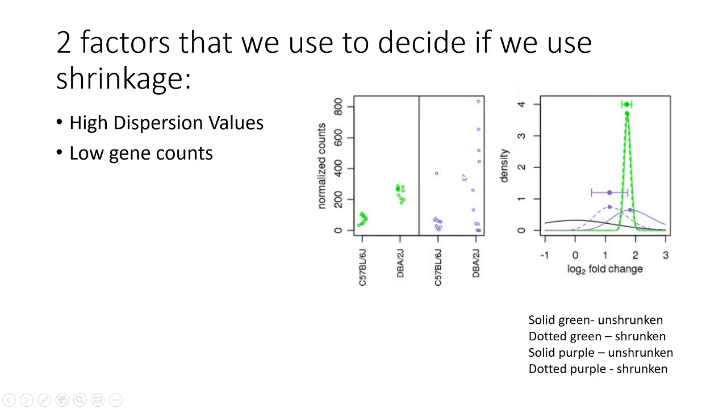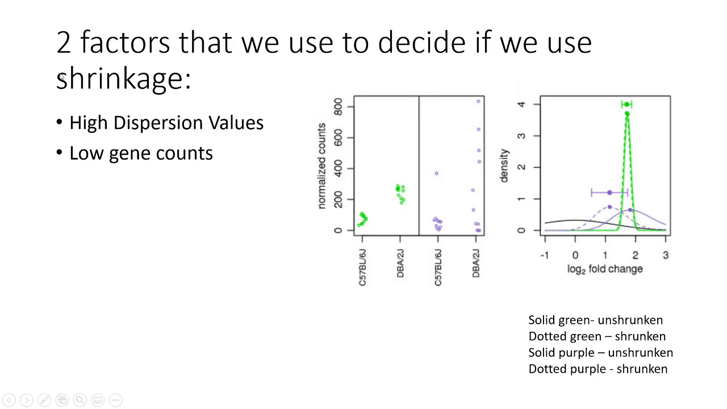So it's a more conservative way of handling the log 2 fold change values when you want to see which genes are differentially expressed or not. So that's the first thing.